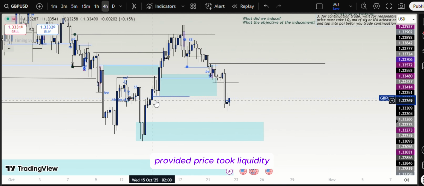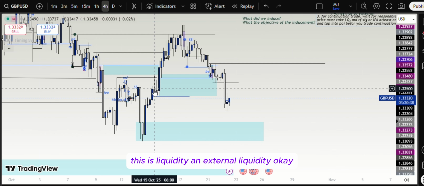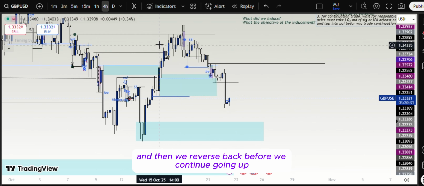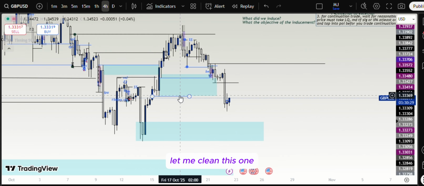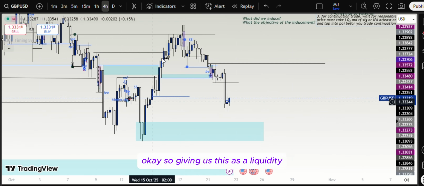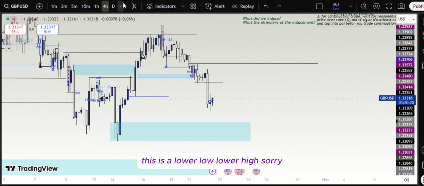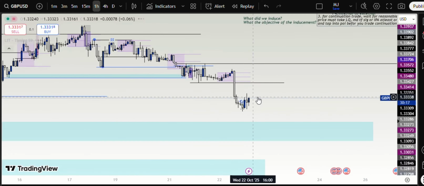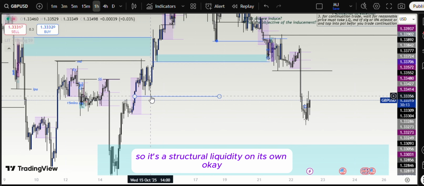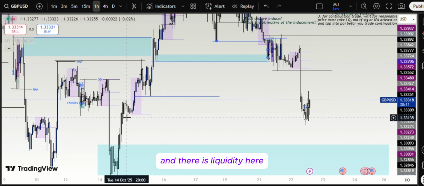But I want to show you something, okay? Provided price took liquidity, this is liquidity, an external liquidity, okay? Because we took this high with this week and then we reverse back before we continue going up. Let me clean this one. Okay, so giving us this as a liquidity, this is a lower high, sorry. So it's a structural liquidity on its own, okay? And there is liquidity here, like a significant liquidity, okay?